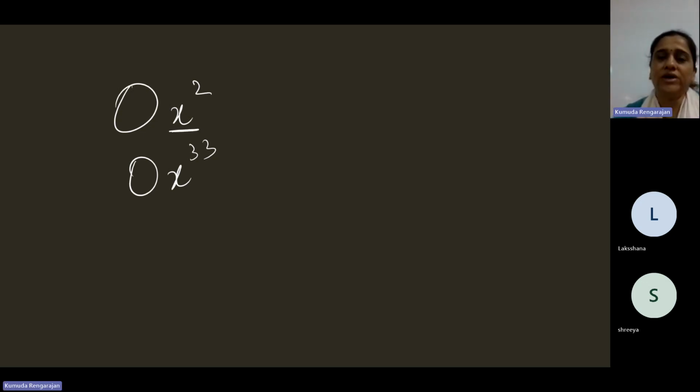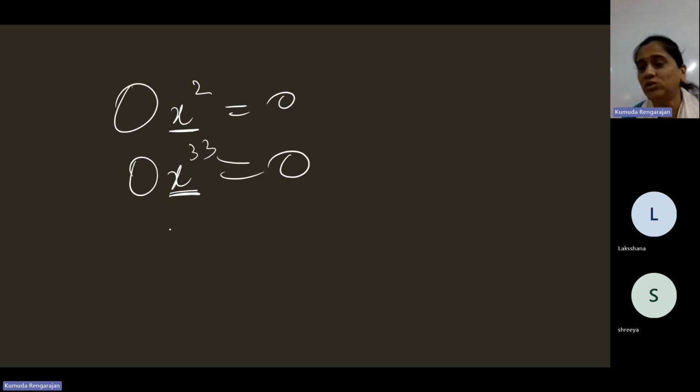Now give some value for x, say -1. -1 squared is 1. And 1 into 0 is 0. Give any value for x, say some 5. 5 to the power 33, some big value, into 0, 0. Whatever value you give for x, the end result is 0.